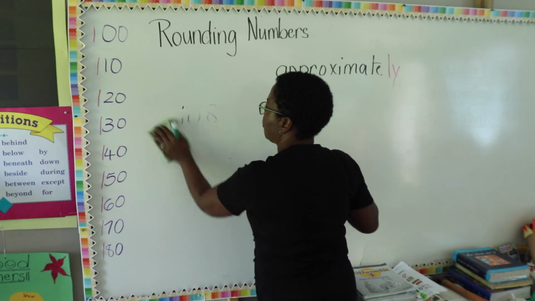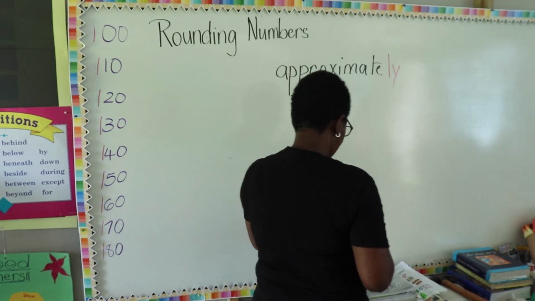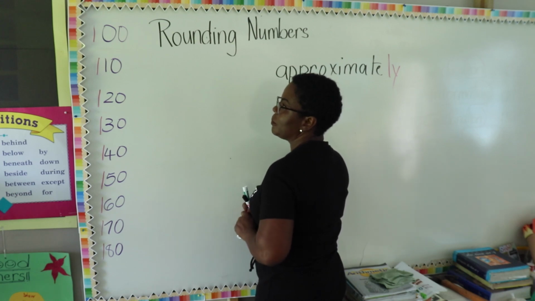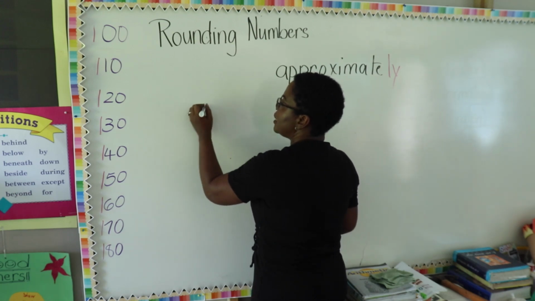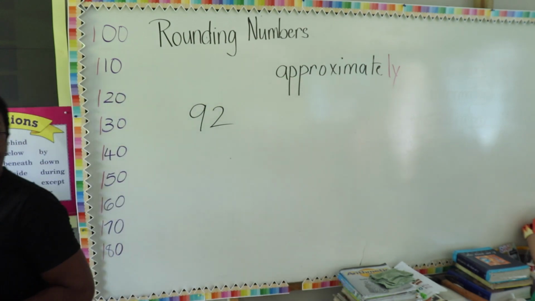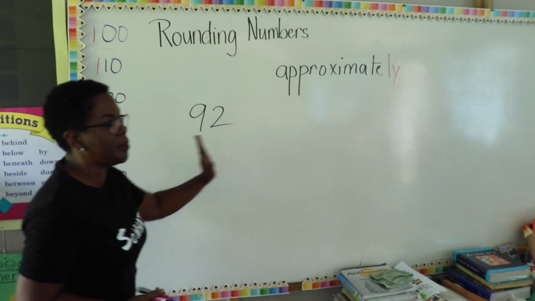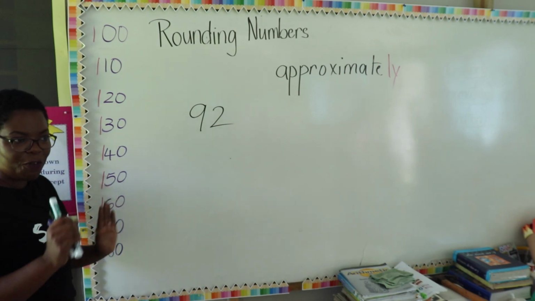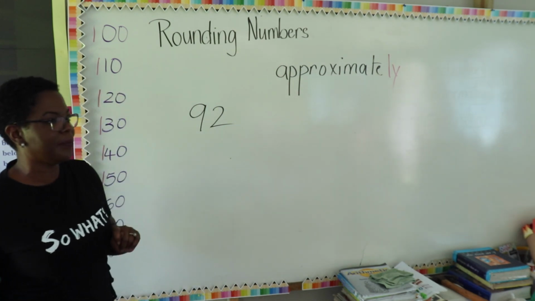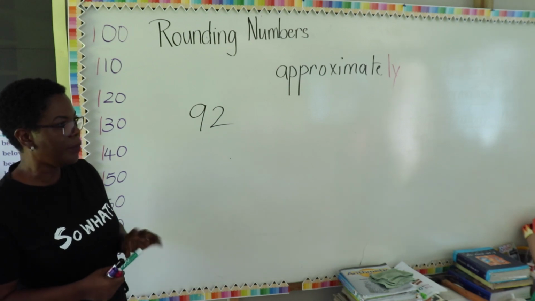We can try more examples. I like that. All right. Let's see a number here. What about 92? What two numbers counted by tens would 92 fall between? Yes, give me one of those numbers.